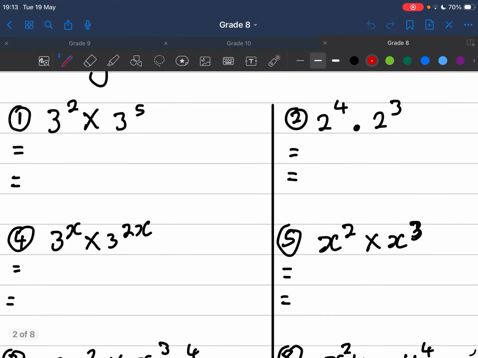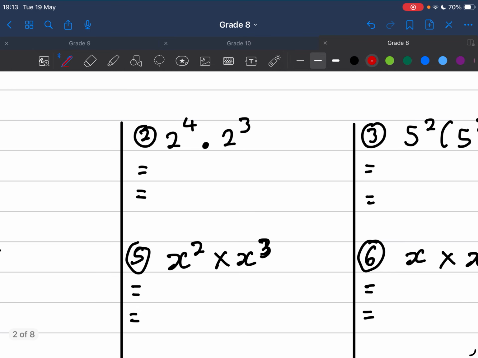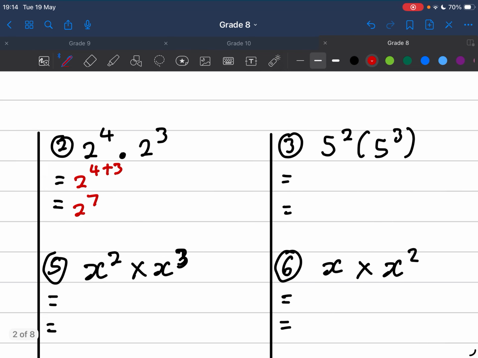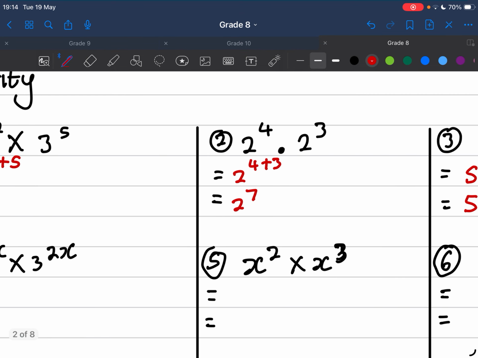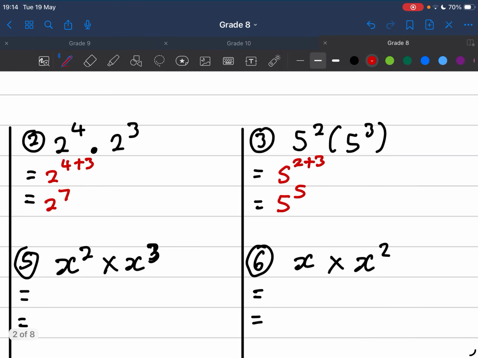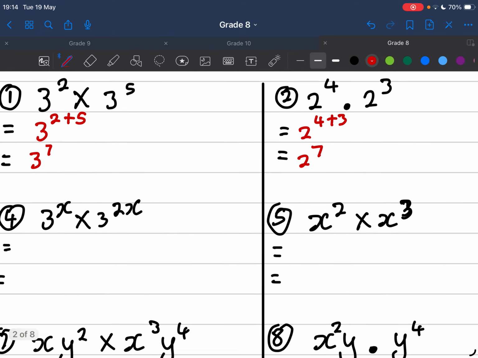So 3 to the power 2 times 3 to the power 5 is going to be 3 to the power 2 plus 5, which is 3 to the power 7. Next one, 2 to the power 4 times 2 to the power 3 is 2 to the power 4 plus 3, which is 2 to the power 7. 5 to the power 2 times 5 to the power 3 is 5 to the power 2 plus 3, which is equal to 5 to the power 5. So you're checking for these conditions: identical bases being multiplied, so we add exponents. You've just got to keep checking for that.